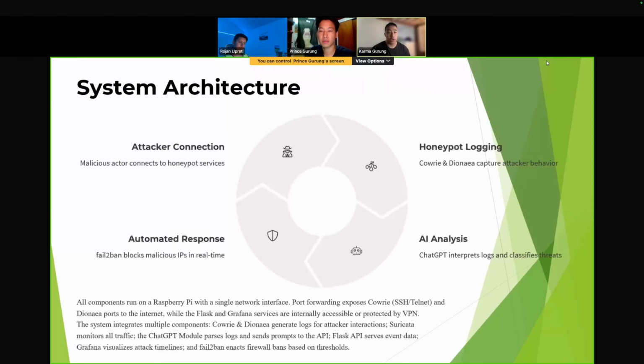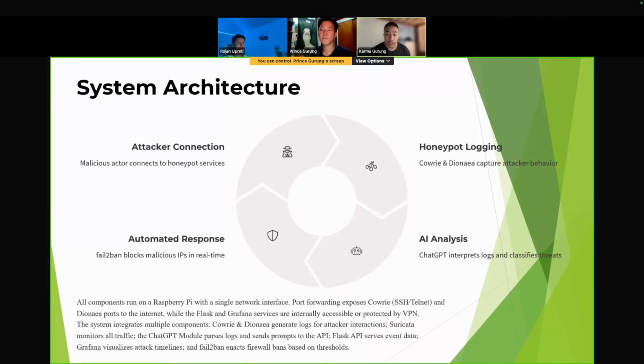System architecture. We integrated all components on a single Raspberry Pi. All components run on a Raspberry Pi with a single network interface. Port forwarding exposes the Cowrie and Dionaea parts to the internet, while the Flask and Grafana services are internally accessible or protected by VPN. The system integrates multiple components.